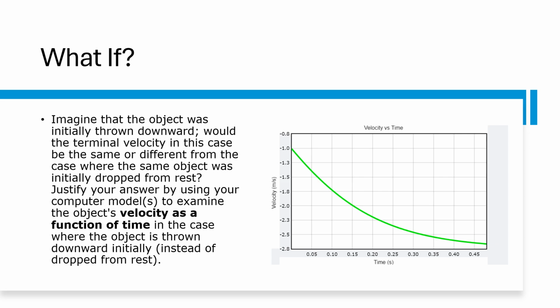For the what-if question, we're asked to imagine what if the object was originally thrown downward, what the terminal velocity would be, and if it would be different. As we can see here, I changed the initial velocity in the GlowScript code to -1. However, we see velocity as a function of time still reaches a horizontal asymptote, as terminal velocity does not change from before. This is because no matter what the initial velocity is, terminal velocity will still be the same for the object.